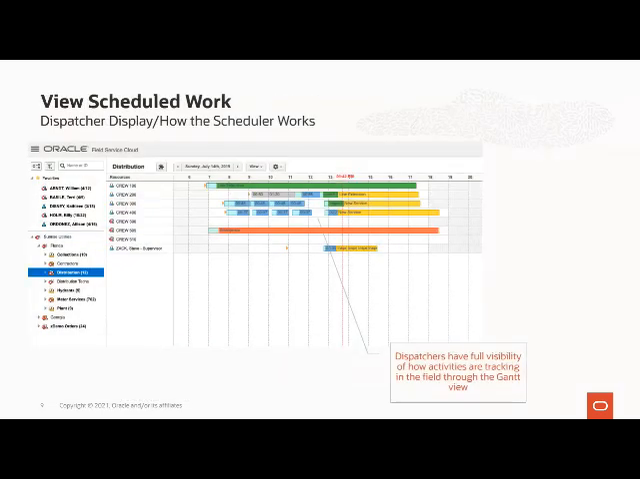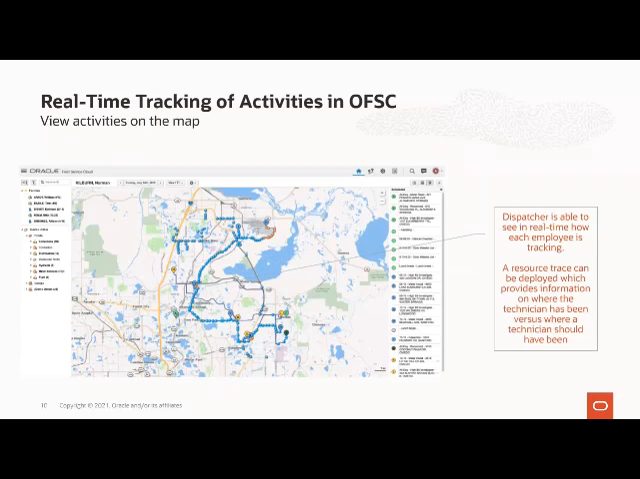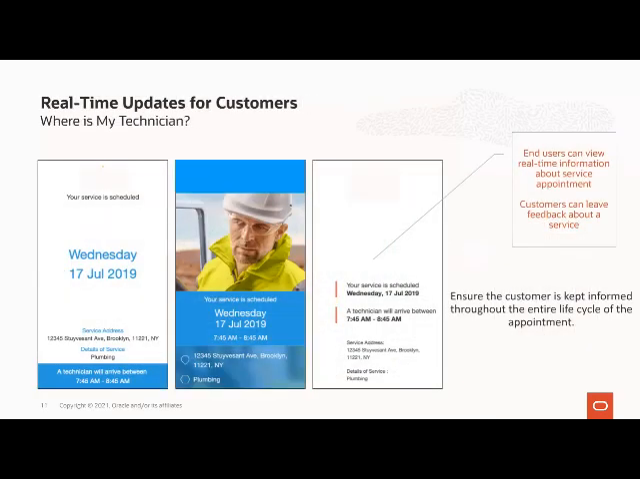Dispatchers can see all assignments on the Gantt chart, monitor progress of the execution, and reassign an activity if needed. The dispatcher can also trace the resources and see the real-time position of each crew. The Where's My Technician feature provides a real-time update of where a technician is and how soon they should be at the asset location.